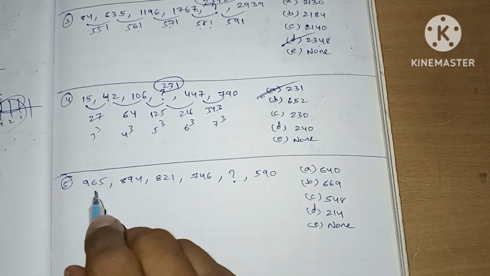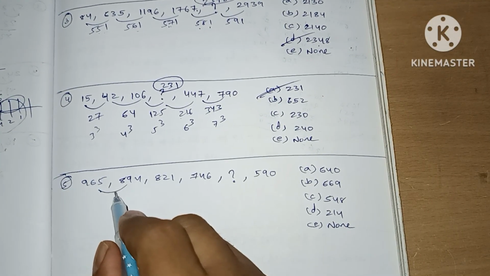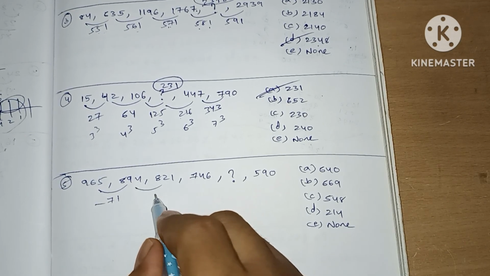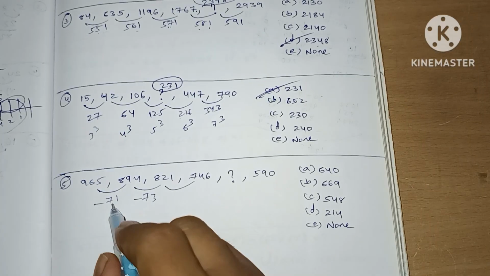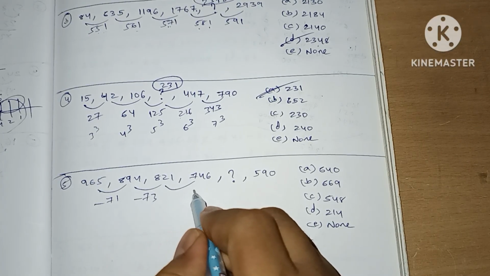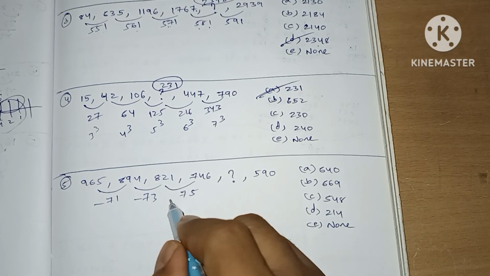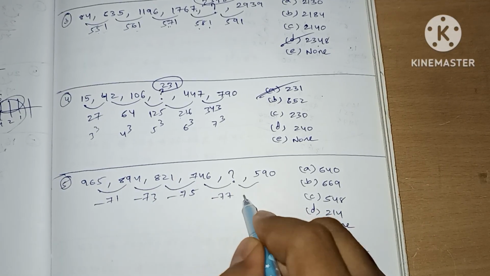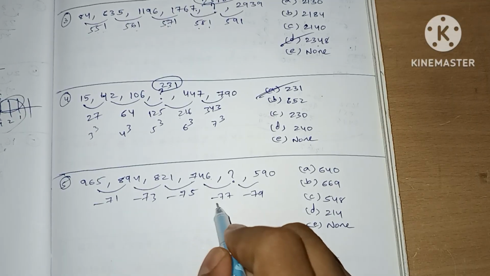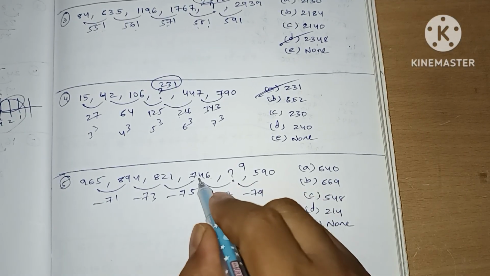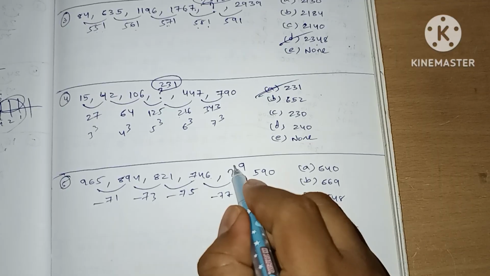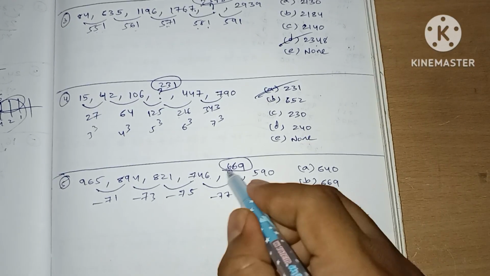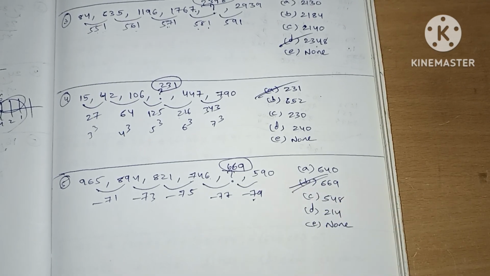Next, fifth question. Here the difference between these two is minus 71. Here the difference between these two is minus 73. Difference of 2. Let's see this. The difference between these two is 75. So another 2. So it must be minus 77, minus 79. 746 minus 77 will be 669. 669 minus 79 we get 590. So our answer will be 669. Option B is our answer.